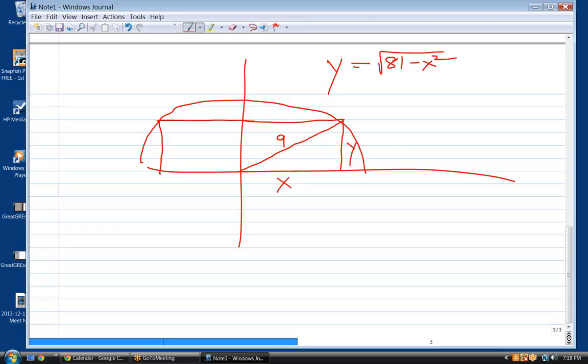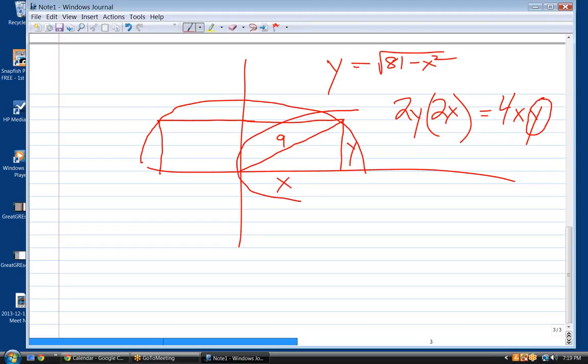So the area of this rectangle as a function of x is going to be 2y times 2x, which is equal to 4xy, but they want it as a function of x, so we have to turn the y part into a function of x. Well, use the Pythagorean theorem to do that.